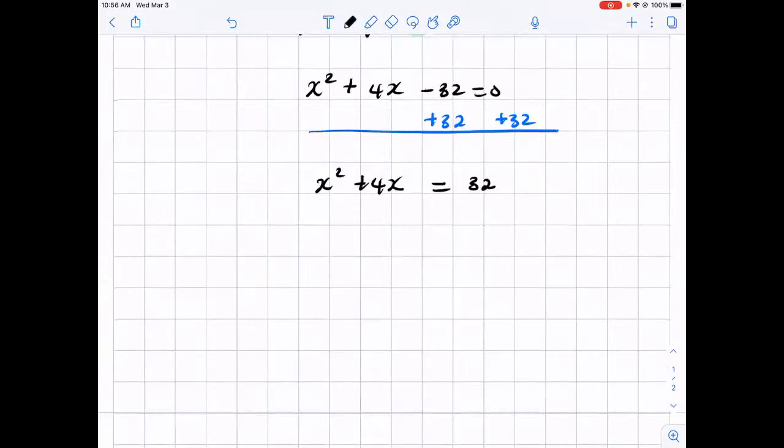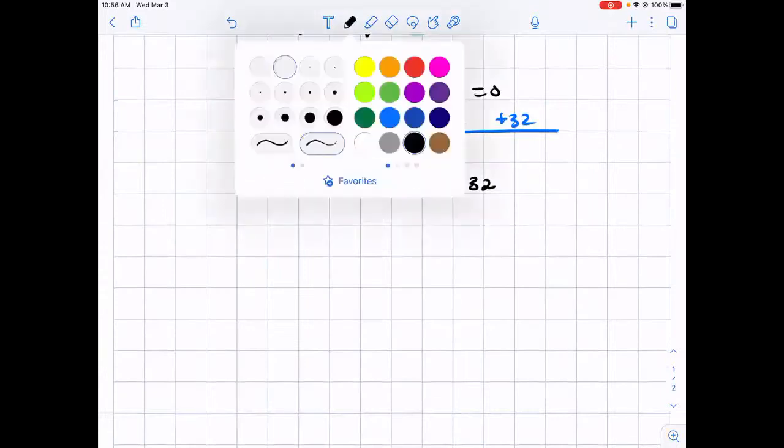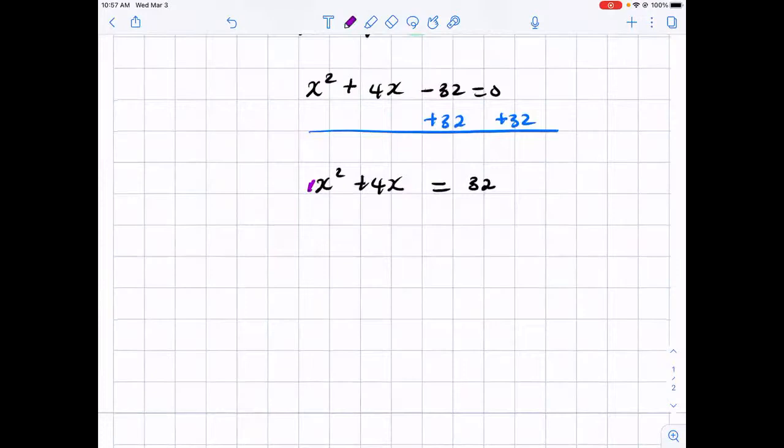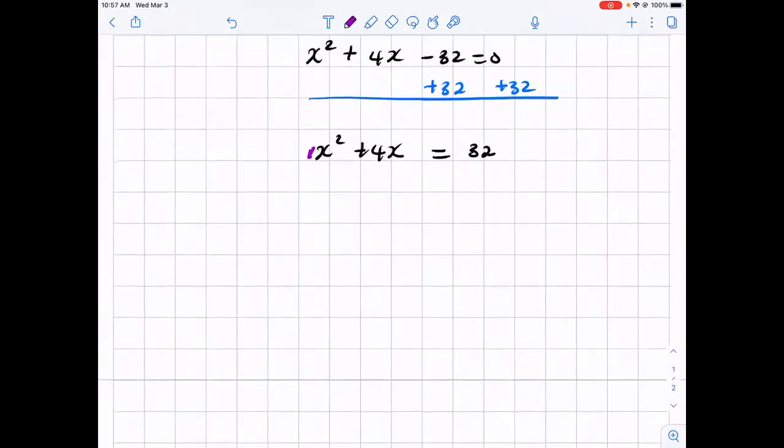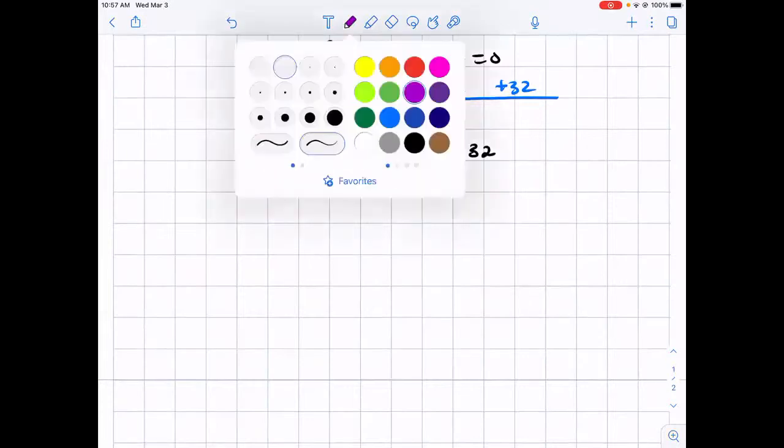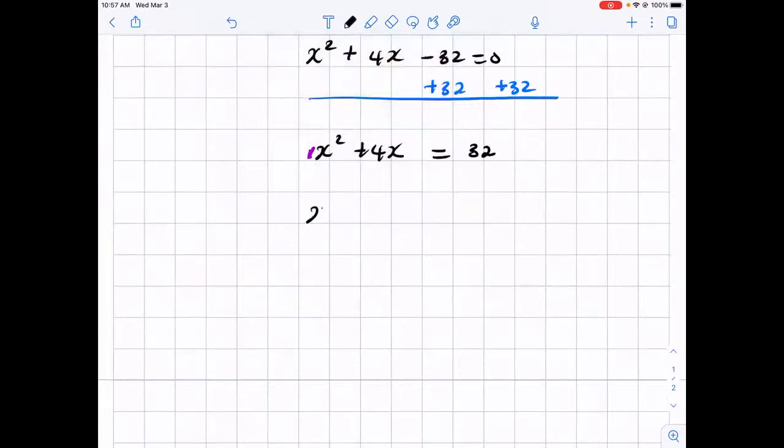Now, we want to make sure that the coefficient a is 1. And in this example, it is 1. Okay. So if it wasn't 1, I'll show you in the next example, we'll have to do some form of factoring. So we have x squared plus 4x, and that is equal to 32.